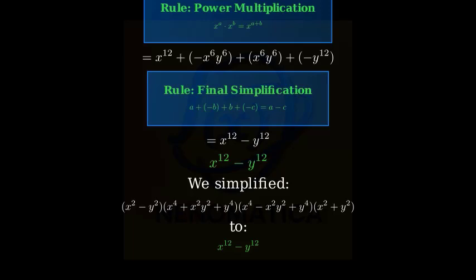Let's quickly review what we did. We first grouped the factors, then we distributed and simplified step by step, recognized a difference of squares pattern, and finally combined like terms to get our answer.